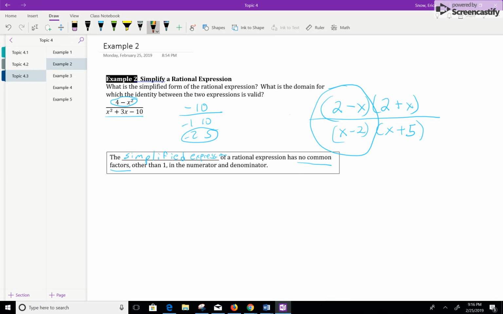The only difference is that the 2 on top is positive and the 2 on the bottom is negative, and the x on top is negative and the x on the bottom is positive. So these are exact opposites of one another, this expression here. So that means we can take out a -1 from that 2 minus x, and we now have x minus 2 on top.